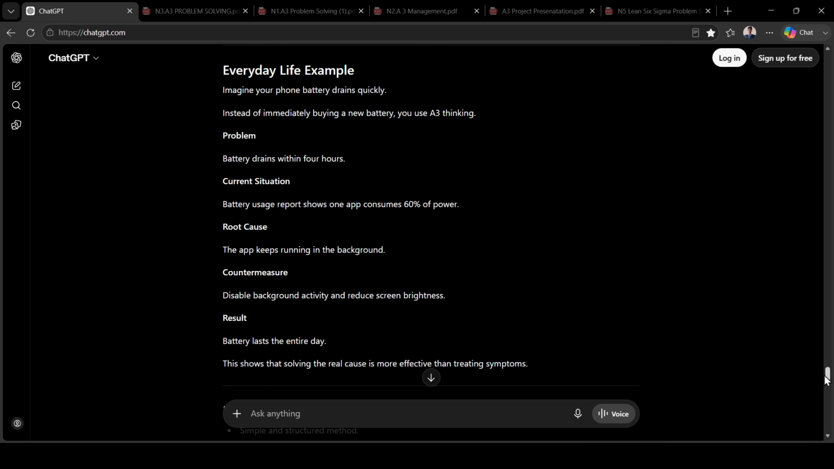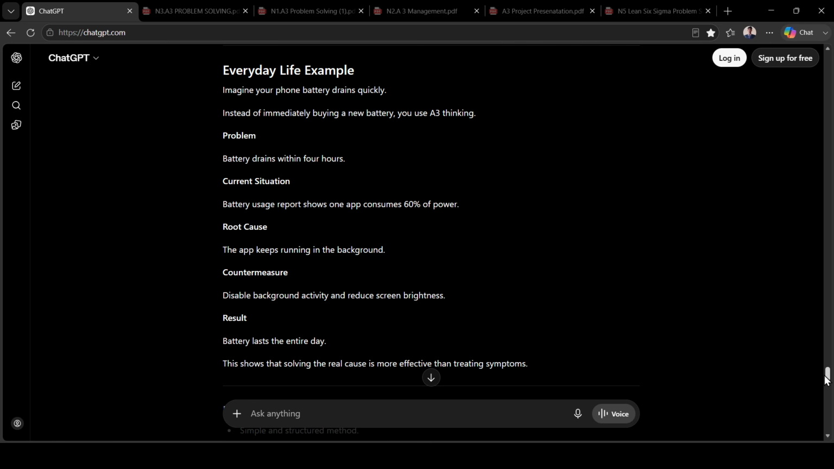Here is one more example from everyday life. Imagine your phone battery drains quickly. Instead of immediately buying a new battery, you can use A3 thinking. Problem: the battery drains within 4 hours.